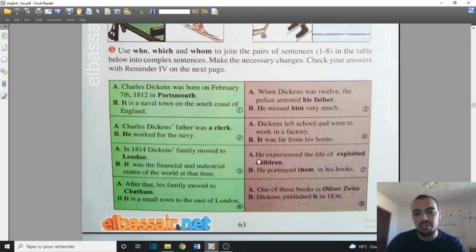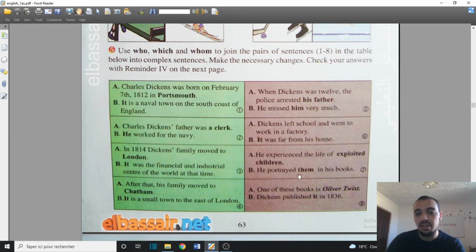Look here, let's move on to the second sentence in our practice. He experienced the life of exploited children. Here, by exploited children we mean young children used in hard work and so on. Then we have, he portrayed them in his books. Of course, he experienced the life of exploited children, and the whole second sentence refers to exploited children.